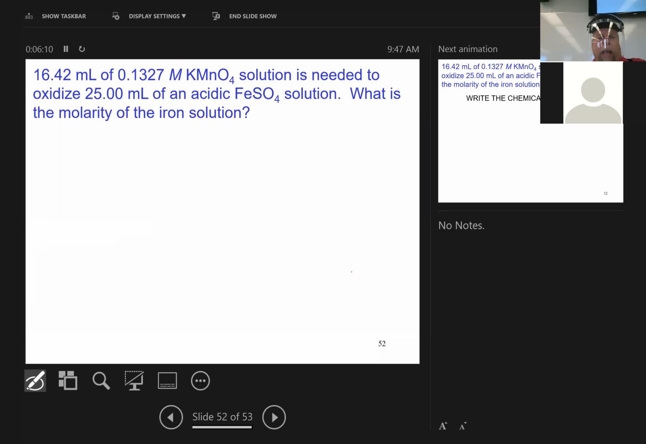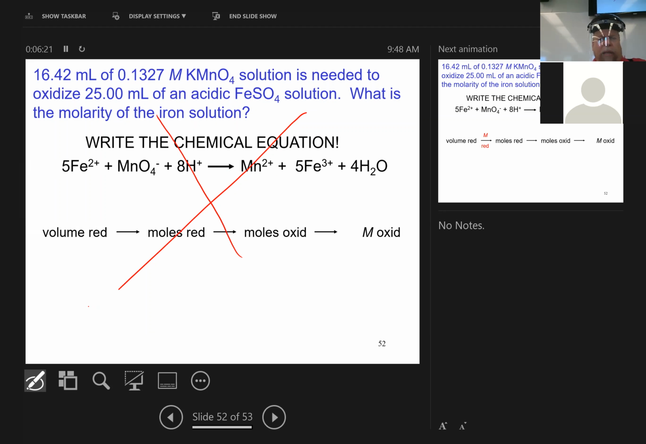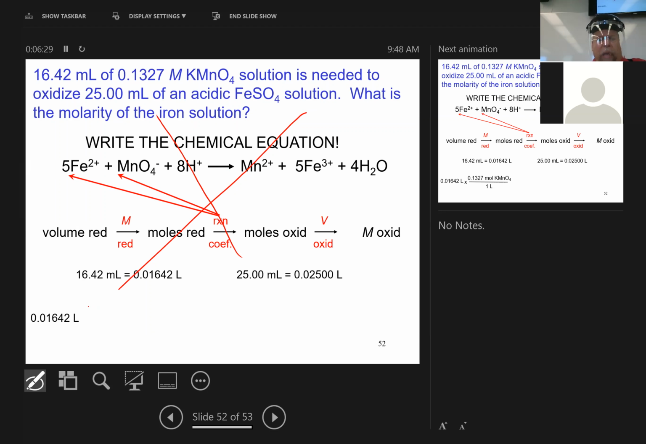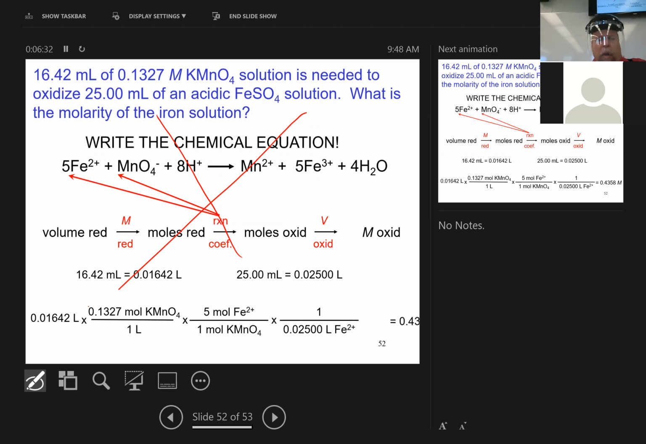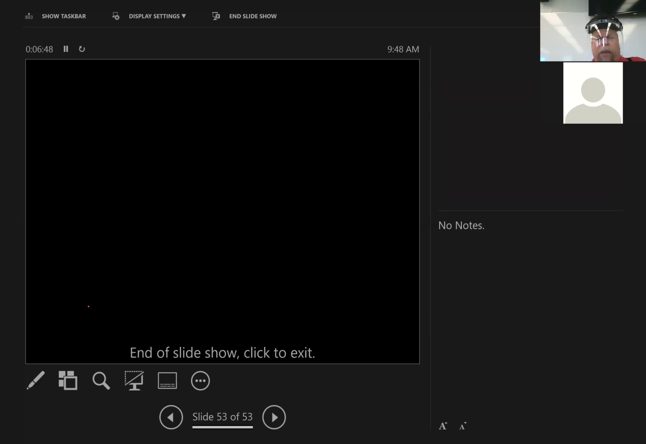So basically the oxidation thing for this is done the same way, and basically it's volume to moles, and then you get to the last part of this. Okay, so you can do it the same way. I put an X through it because this is better covered in electrochemistry. Okay, chemistry in action, metals from the sea. Okay, that finishes the slides to this.